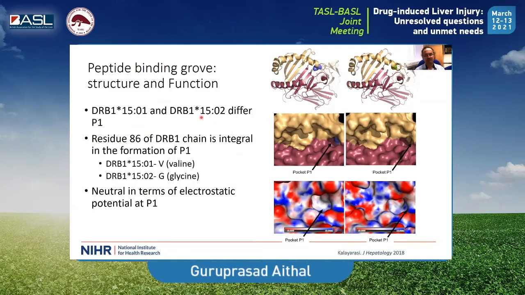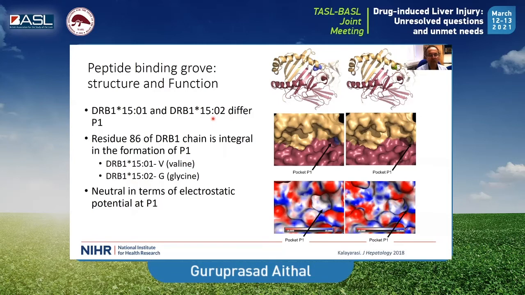And HLA typing showed that she was DRB1*1502 positive. So 1501 is a common allele in Caucasians, but 1502 is common in Asians. This girl was from India. So this is about anywhere between 7 to 15% positivity in the Asian population, but 0.7% in the Caucasian population.